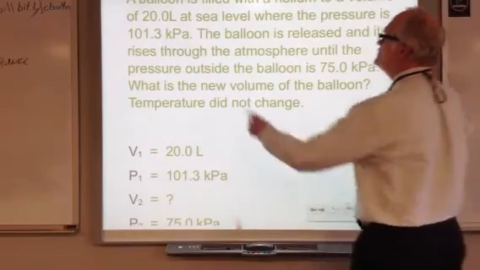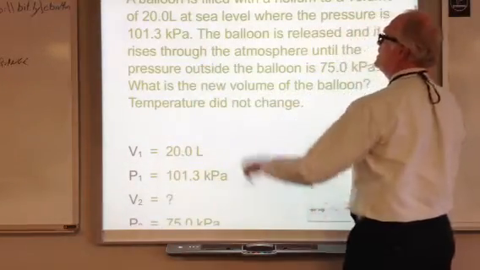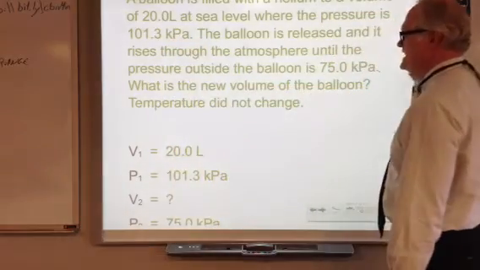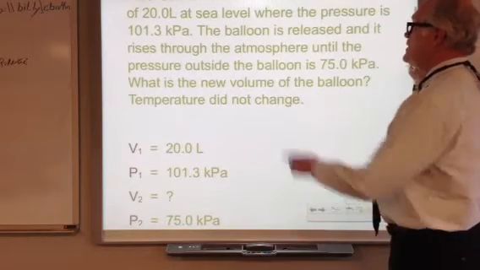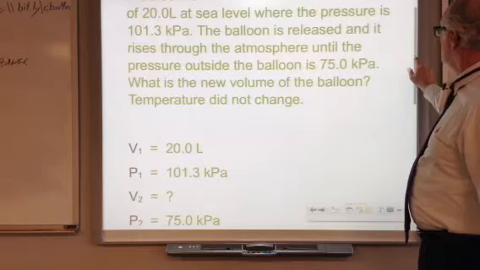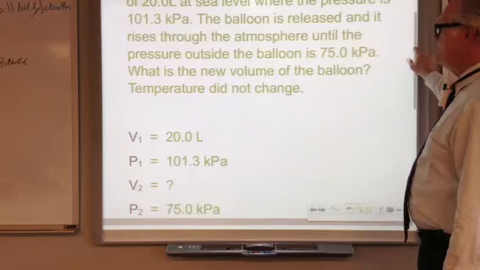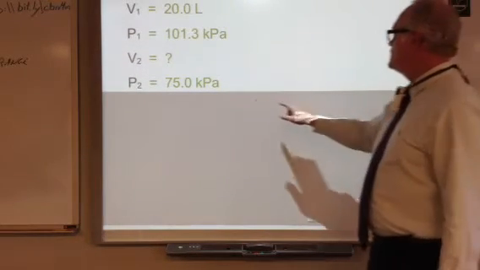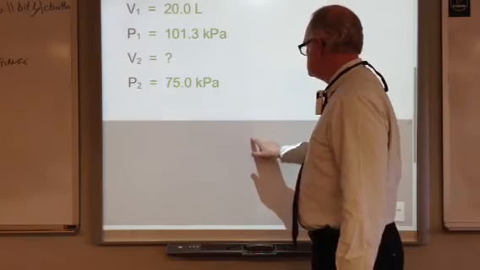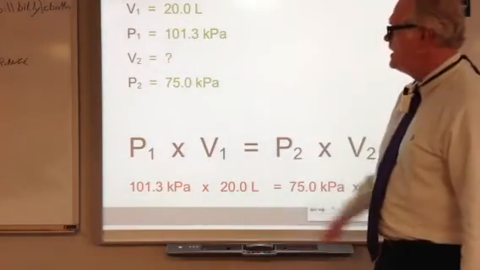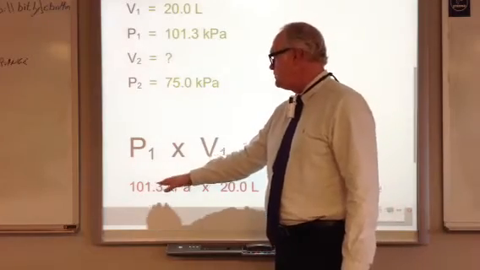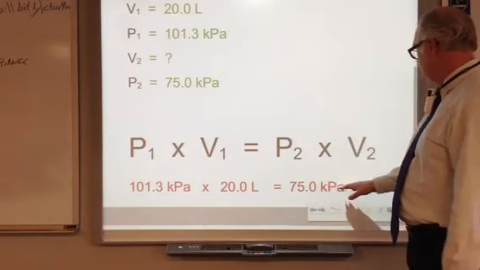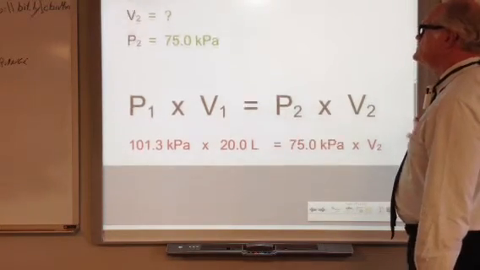So our problem tells us that V1 was 20 liters. The pressure at that time, when the volume was 20 liters, was 101.3 kilopascals. That's P1. V2 is what we want to figure out. And P2, the new pressure inside the balloon, is 75 kilopascals. So let's put these values into our equation. Here's our equation. P1, 101.3 kilopascals, times V1, 20 liters, equals 75 kilopascals times our unknown V2.